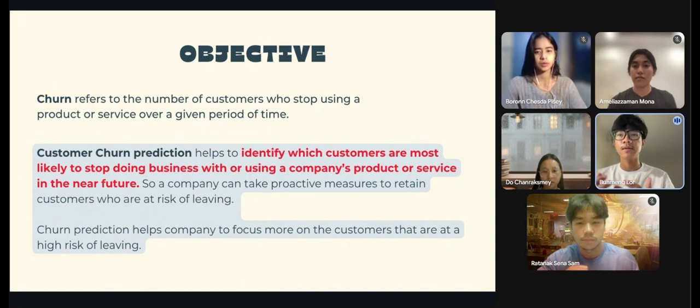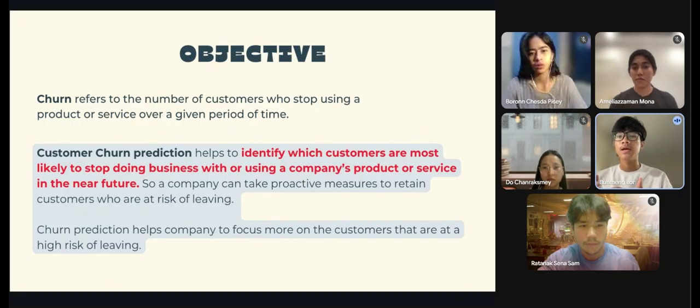So churn refers to the number of customers who stop using a product or service over a given period of time. Also, customer churn prediction helps to identify which customers are most likely to stop doing business with or using a company's products or services in the near future. So, a company can take proactive measures to retain customers who are at risk of leaving. Also, churn prediction helps a company to focus more on the customers that are at high risk of leaving.